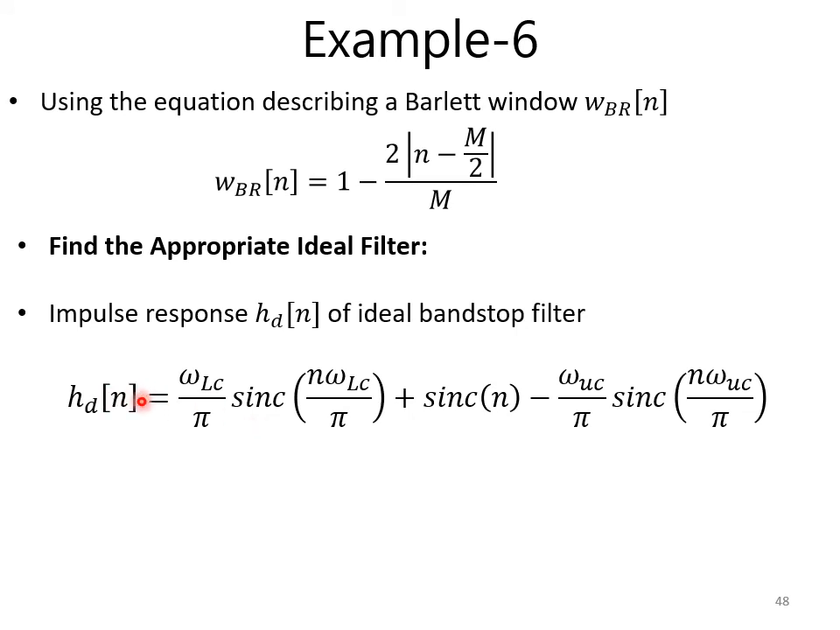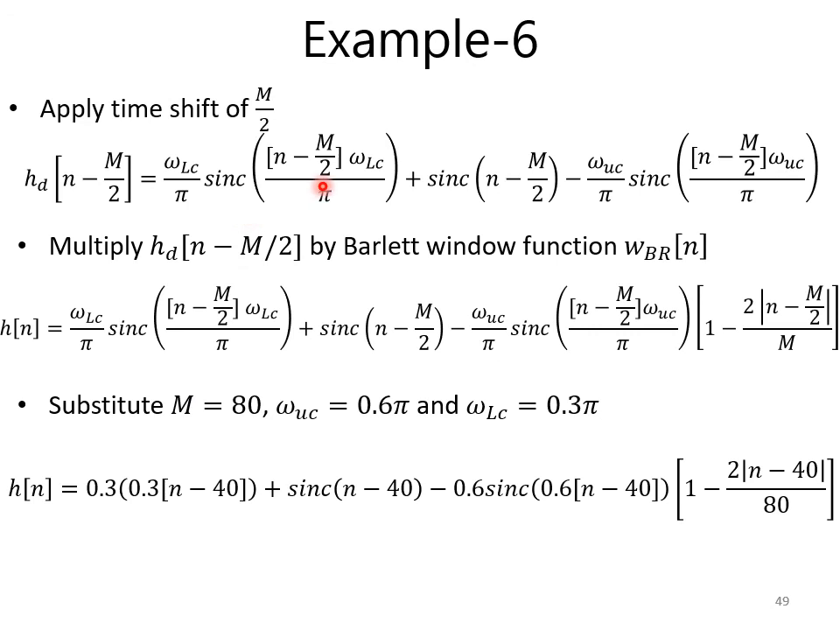So now we have to shift or delay this impulse response by m upon 2 units, then we can multiply it with the window function. So shifting this by m upon 2 units and then multiplying it with the Bartlett window function, we have the impulse response of the filter. Now we have to substitute the values m equal to 80 and the upper cutoff and lower cutoff frequency values. We have the impulse response of the notch filter here, and you can find out the coefficients of the filter by substituting different values of n.